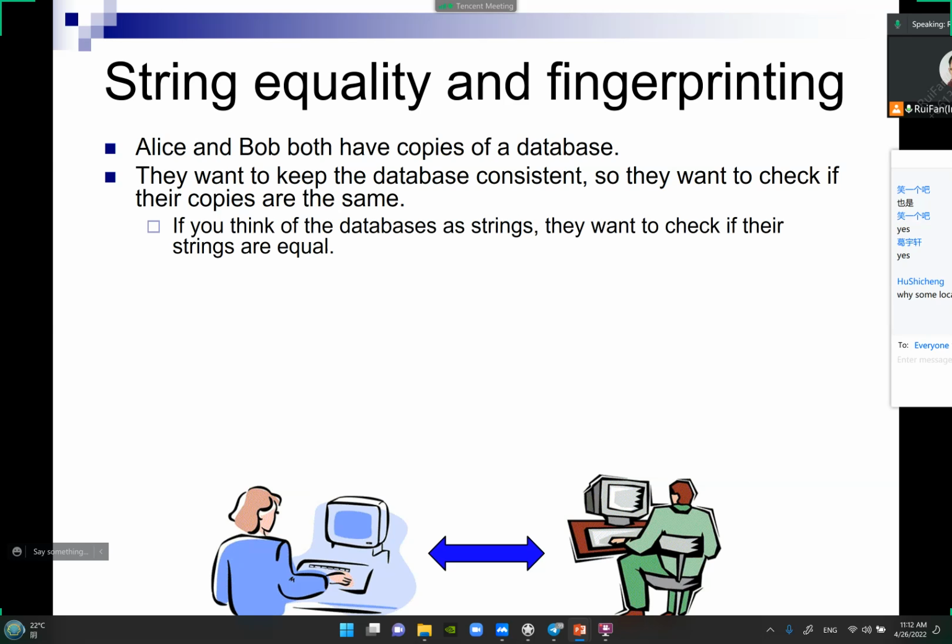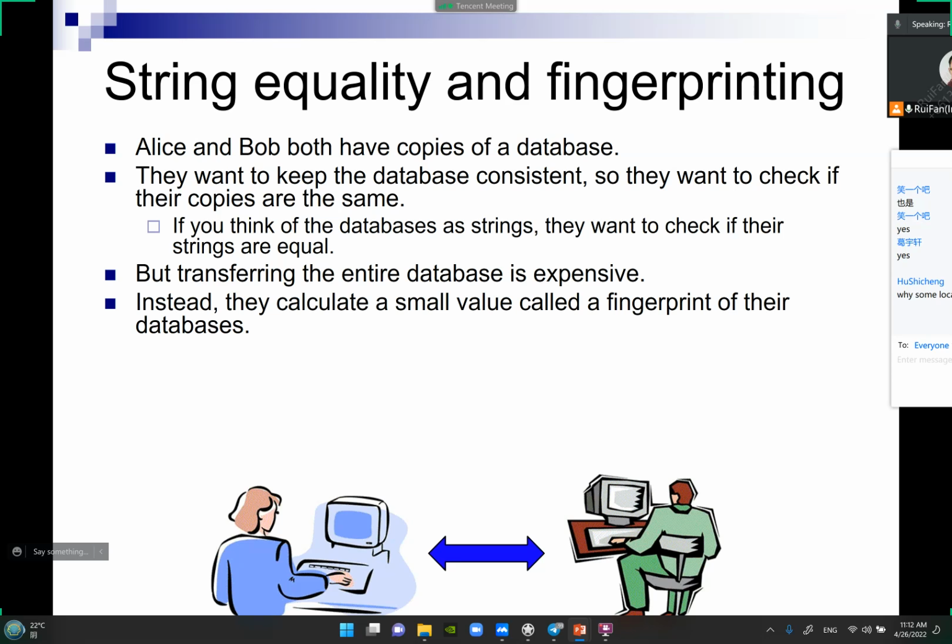Now, if Alice and Bob are distributed from each other, then in order to check whether their databases are exactly equal to each other, they would have to send this bit string for the database to each other. That's a very expensive operation, right? Because it involves some sort of communication between two remote locations, and that's going to be very slow. So instead, we want a way that Alice and Bob can check whether their two strings are equal to each other and use much less communication.